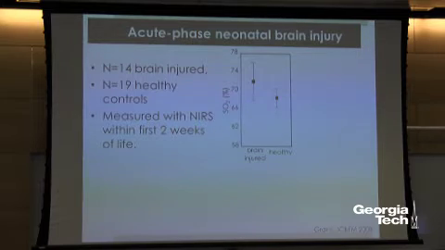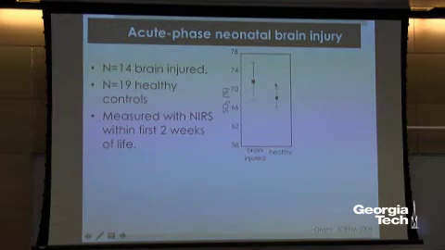And my colleague, when I was up in Boston, did a nice study where she looked at neonatal brain injury in the acute phase. So she had 14 brain injury patients. Most of these were hypoxic-ischemic injuries, and 19 healthy controls. And she measured with NIRS during the first 2 weeks of life, and then measured with MRI to get metabolism.